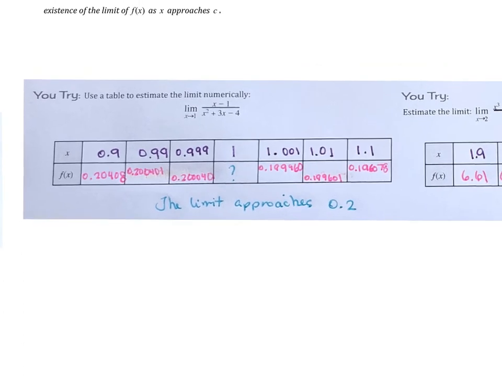In this case, we're trying to approach 1, right? Again, this is telling you what it's approaching, so that's going to be the center number. To the left of that, you could choose 0.999, then 0.99, then 0.9. To the right of that is 1.001, 1.01, and 1.1. I find that sometimes it may be difficult to choose the numbers to the left and right of it. If you tried this out, you would see that the limit approaches 0.2.